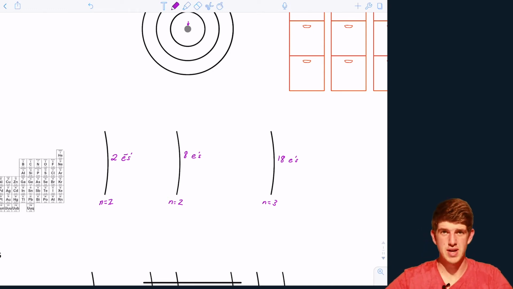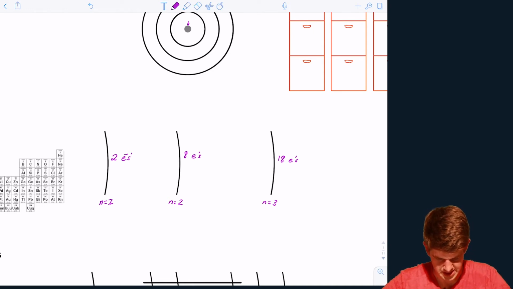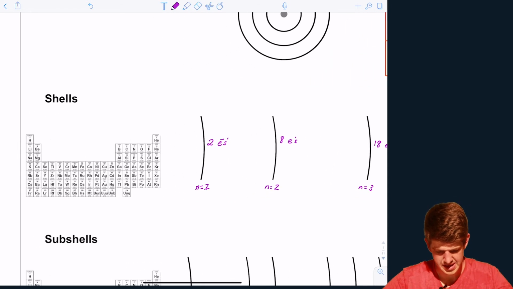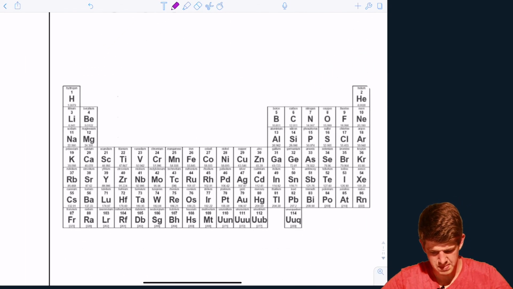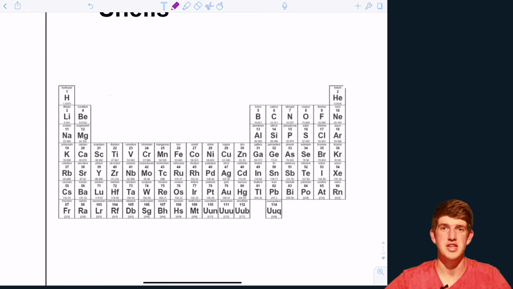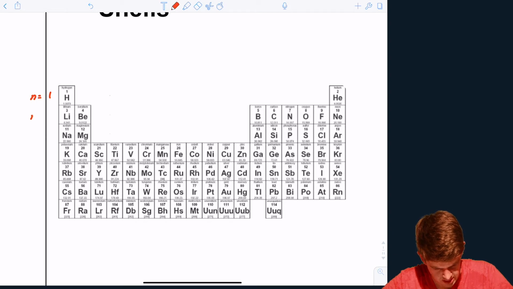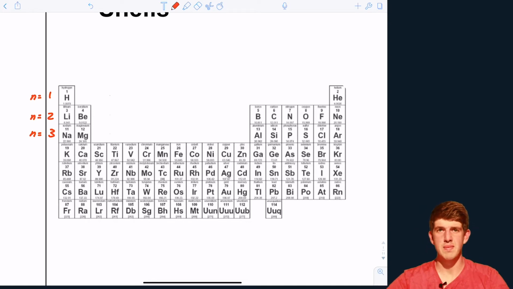Now, I'm going to give a way to familiarize yourself with this a little bit more, and it's the fact that these shells actually correspond to the rows on the periodic table. So I just have a small periodic table here, and all I'm going to do is treat each shell as a row. So the first shell is the first row of the periodic table. So if I write down N equals 1, N equals 2, and let's say N equals 3, it's going to be easy to start to see why this amount of electrons goes into each one of these given shells.